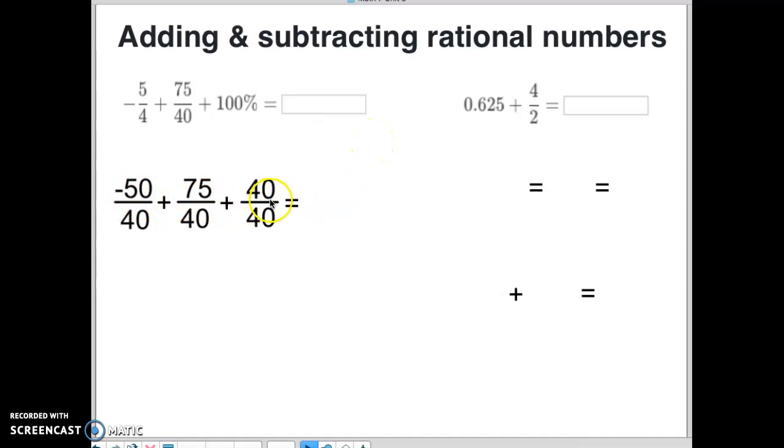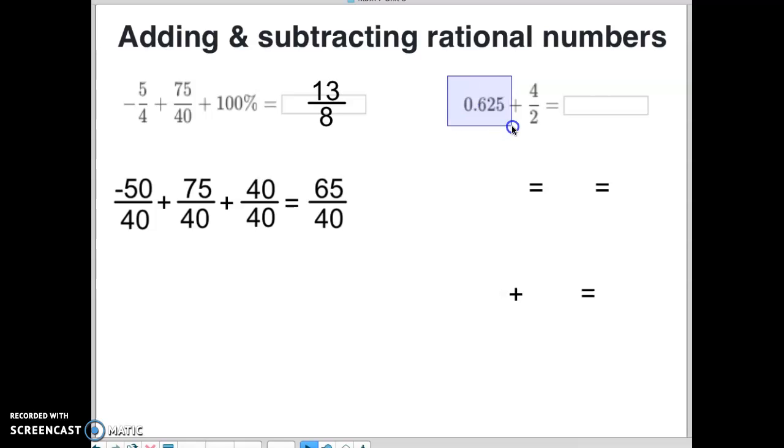We will then add the numerators, and the denominators stay the same. When we add those, negative 50 plus 75 is 25. 25 plus 40 is 65. Is that simplified? No, both of those can be divided by 5. As we divide them both by 5, we get our answer of 13 over 8. All right, let's do another one.